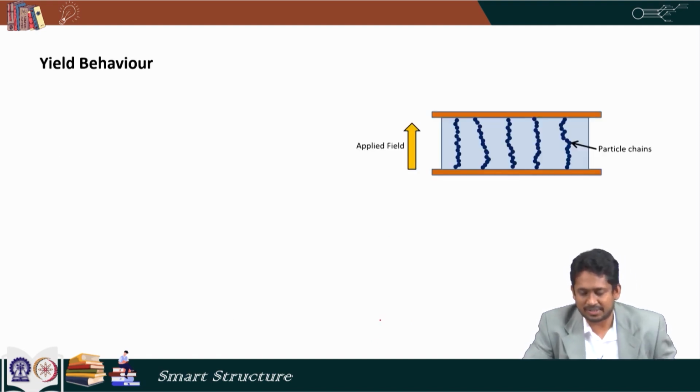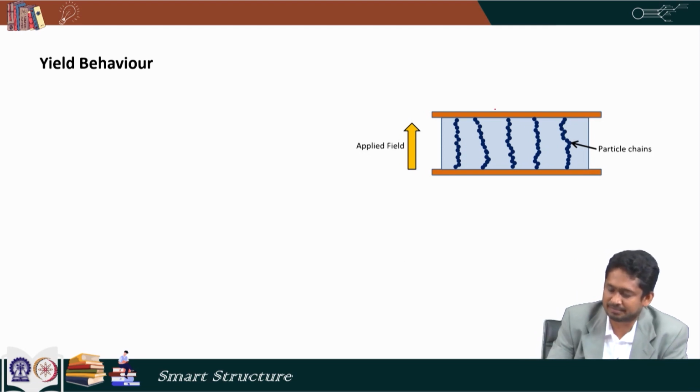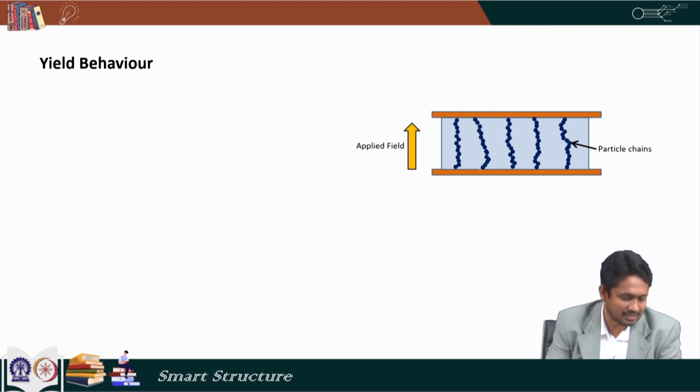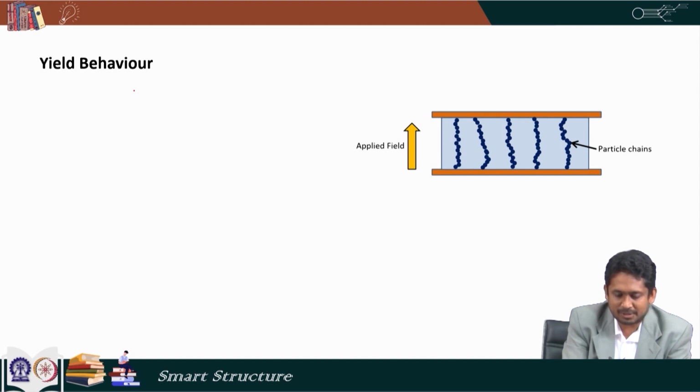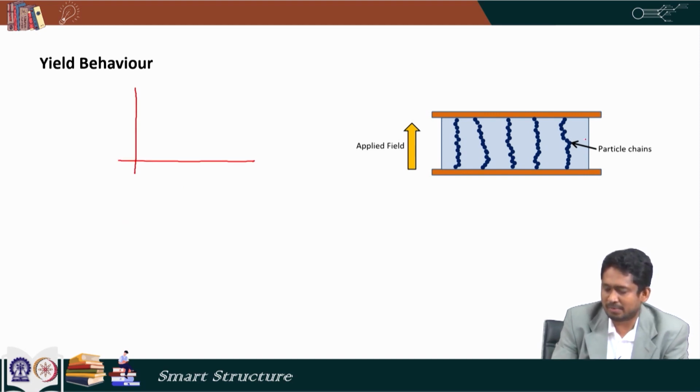Now, let us talk about yield behavior. As we have seen, under the applied field, electric or magnetic field, this chain forms and blocks the flow. So, when you have these chains formed, if I want to make fluid flow over it, this chain has to be somehow broken, at least partially. So, to overcome this block by the chain, the shear stress here has to be more than the strength of this chain.